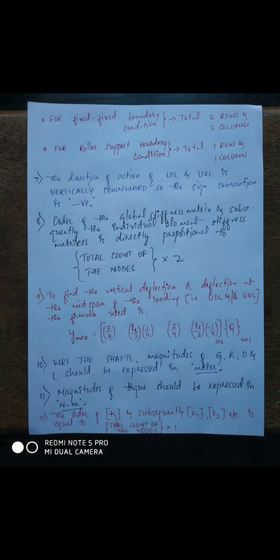With respect to torsion of shafts, there is only one type of load being applied, that is twisting moment or the torque, that results in only one kind of displacement, that is angular displacement. Thus, the order of global stiffness matrix capital K and in turn the individual element stiffness matrices K1, K2, K3, K4 and goes on depends upon the value total count of the nodes into 1. Into 1 indicates there is only one displacement at each of the nodes of the structural member.